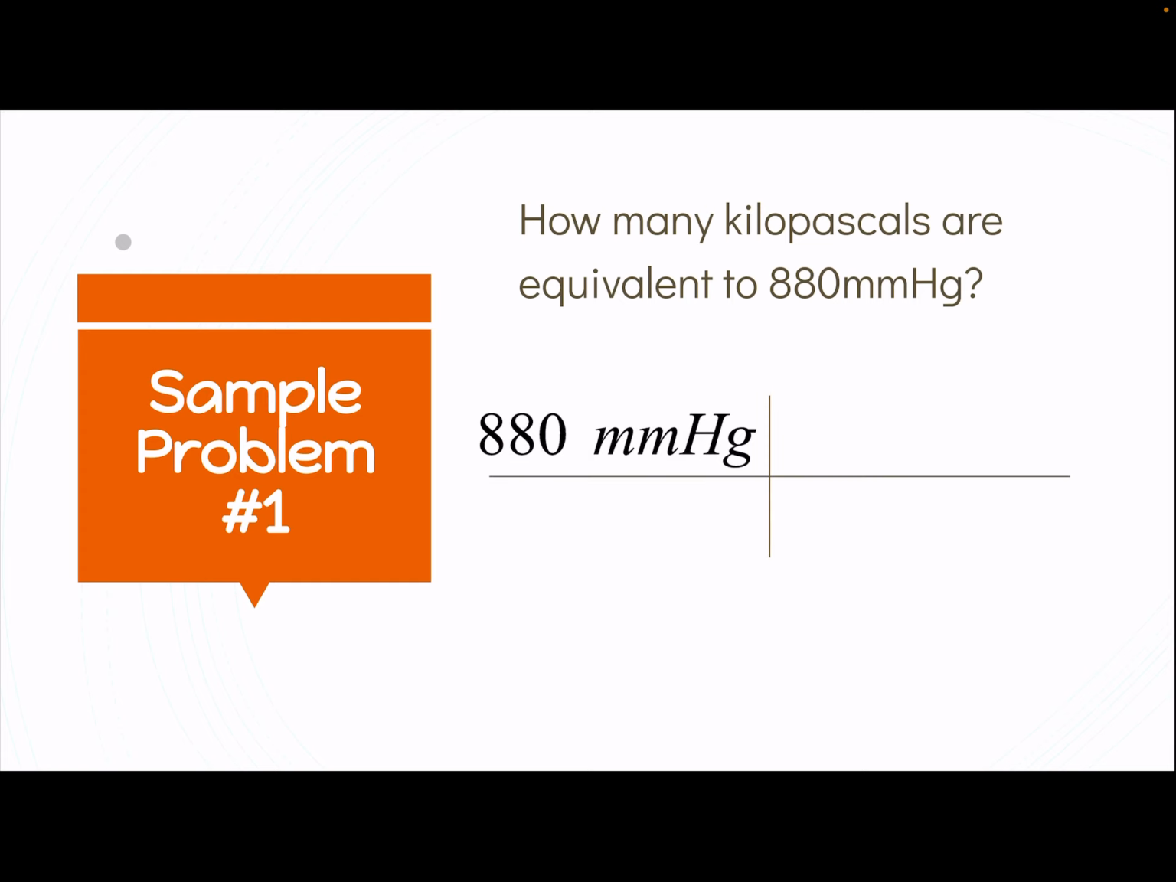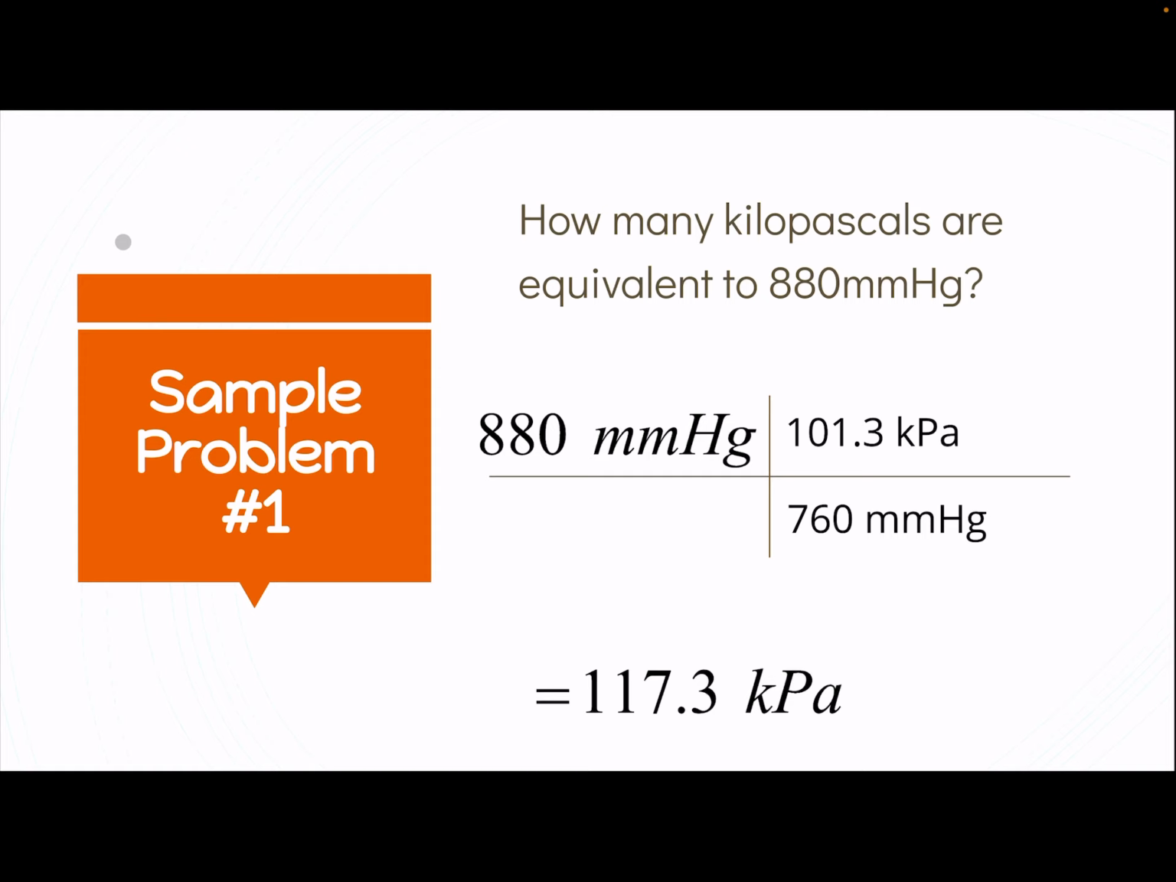And since we have millimeters of mercury on the top, we're going to go ahead and put that 760 millimeters of mercury on the bottom. We're converting to kPa, so we'll put that information on the top. Solve. So multiply 880 times 101.3 and then divide that by 760. And when you factor in sig figs, you'll end with 120 kilopascals.